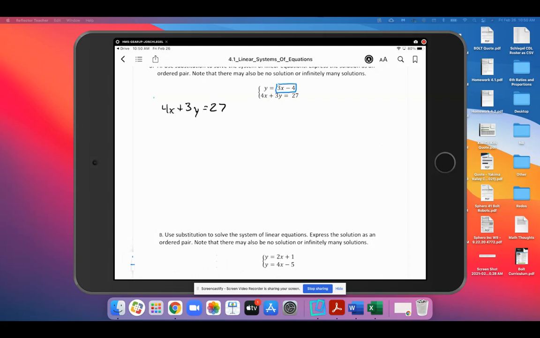Because 3x minus 4 is equal to y, we can take it and put it in for y right there. So we would have 4x plus 3, and then our y is equal to 3x minus 4. So 3x minus 4 is going to go in place of y, is equal to 27. Now that we have done that, you can see that we don't have 2 variables in this equation anymore. We only have 1 variable.